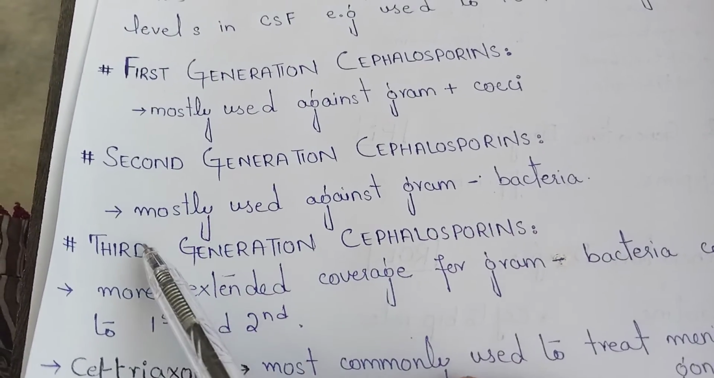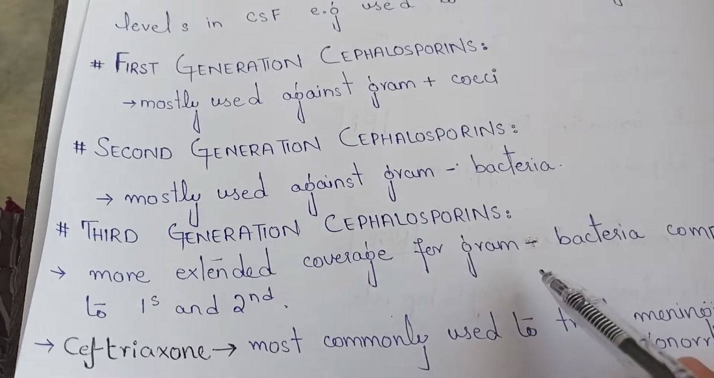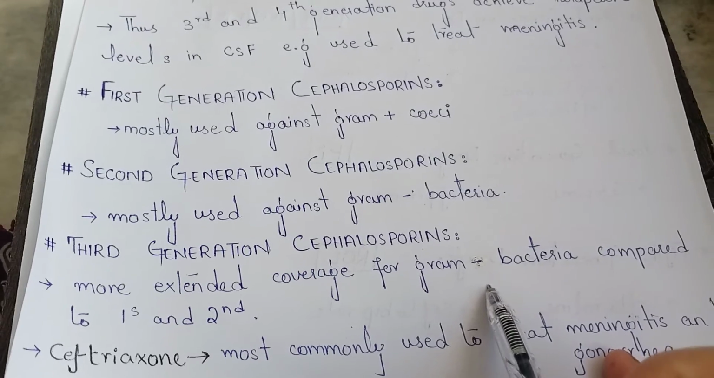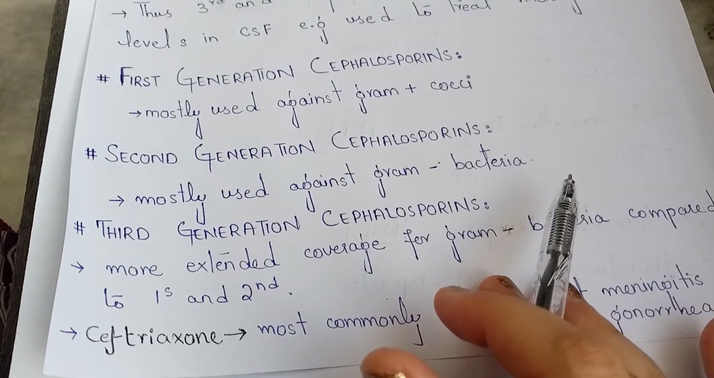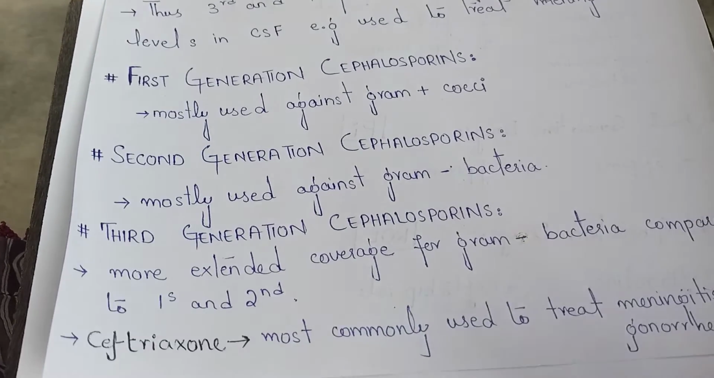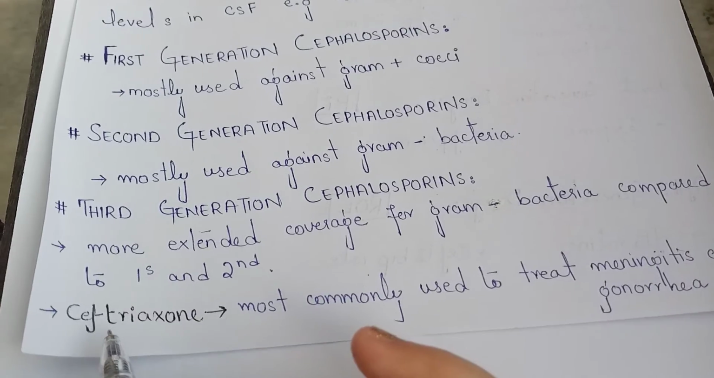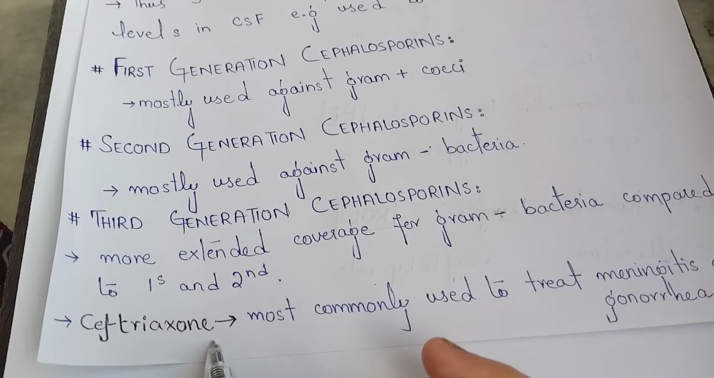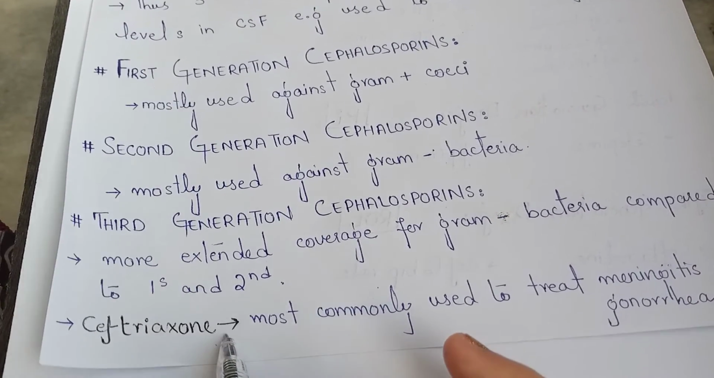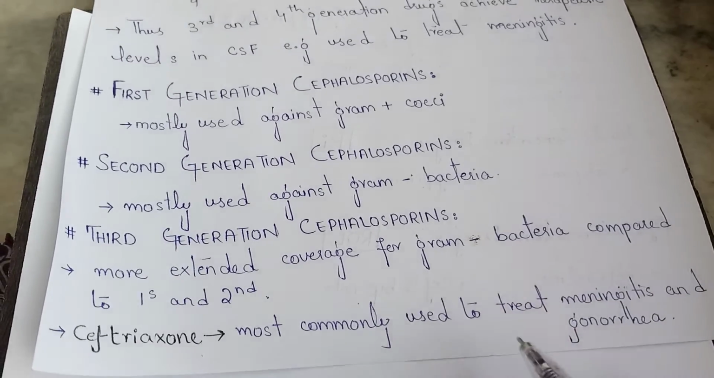Okay, now the third generation cephalosporin have more extended coverage for gram-negative bacteria compared to first and second, right? Means they are mostly used to treat gram-negative bacteria. Now the last one is the ceftriaxone. This is most commonly used to treat meningitis and gonorrhea.